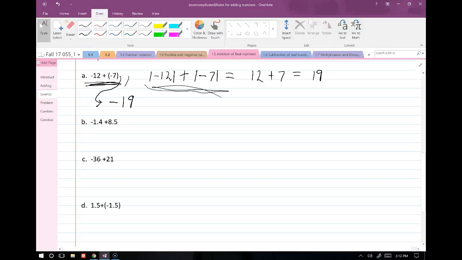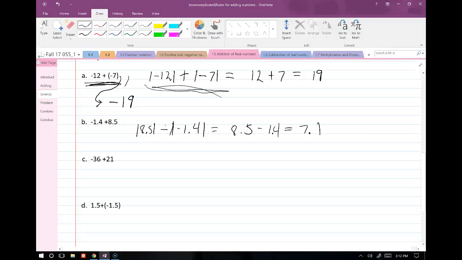All right, so negative 1.4 and 8.5. The instructions say we are to subtract the smaller absolute value from the larger. So the absolute value of 8.5 minus the absolute value of negative 1.4. This is just 8.5 minus 1.4, which is equal to, I don't want to do the subtraction, 7.1. So is 7.1 positive or negative?